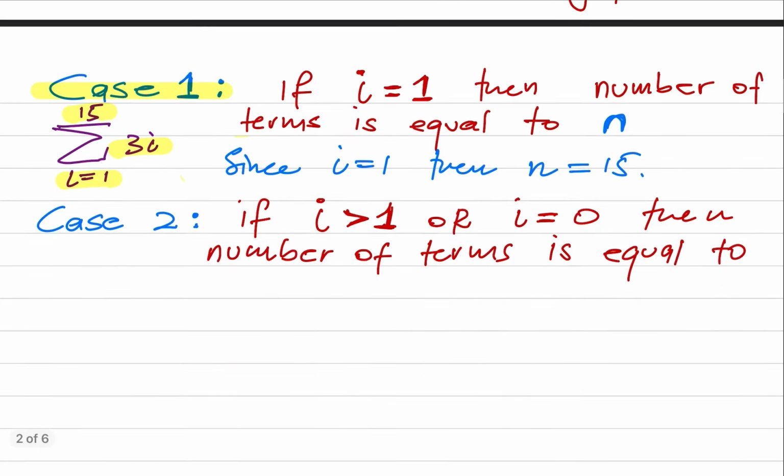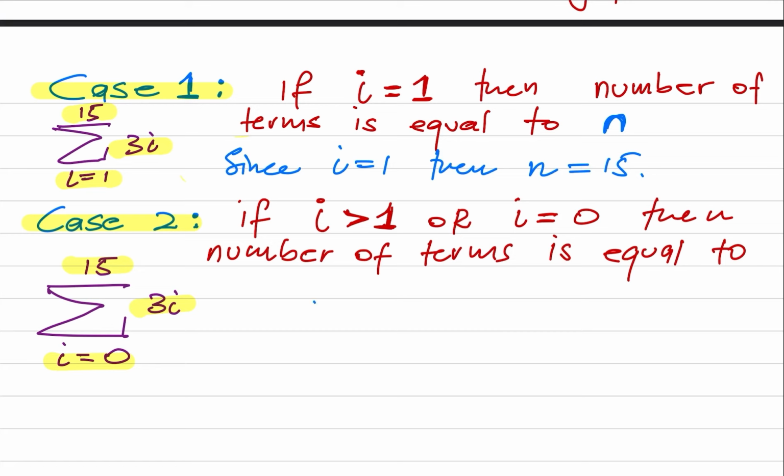So please, let's continue to case 2. Case 2 says that if i is greater than 1 or i is equal to 0, the number of terms is equal to how much? I'm going to show you this in a bit. Let's say we have sigma of 15 terms. Now let's say your i is 0, then you have your 3i there, which is your general term. So now we can see that this is your number of terms, this is your position, then this is your general term.